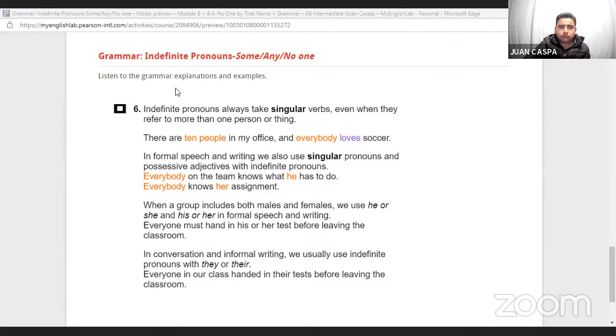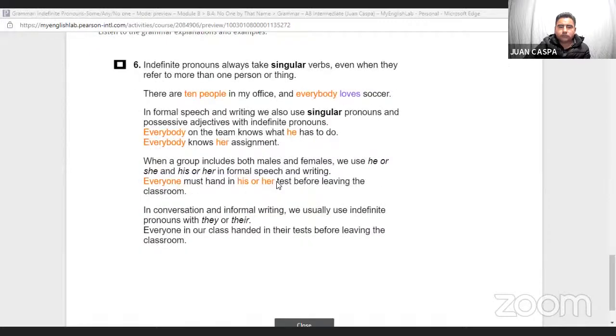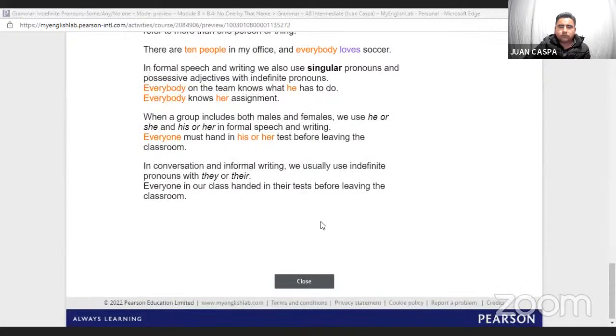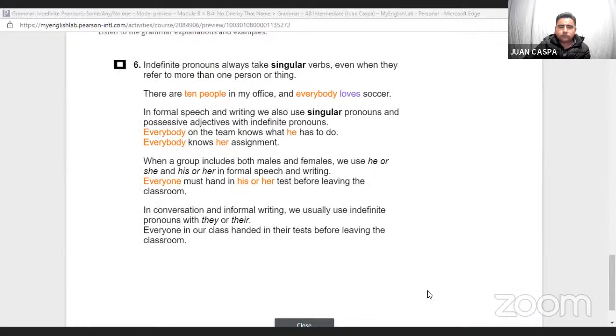When a group includes both males and females, we use he or she and his or her in formal speech and writing. Everyone must hand in his or her test before leaving the classroom. In conversation and informal writing, we usually use indefinite pronouns with they or their. Everyone in our class handed in their tests before leaving the classroom.